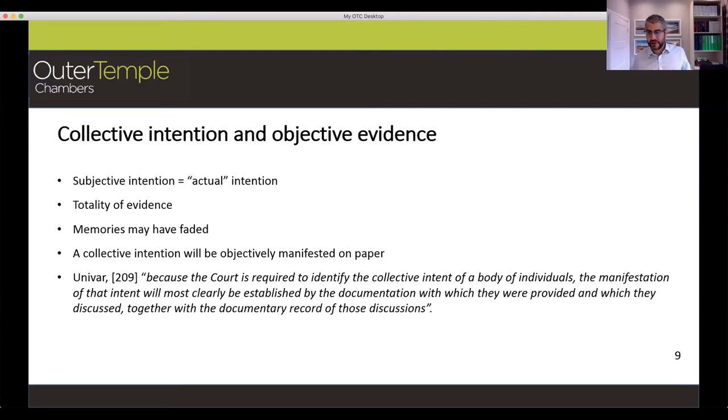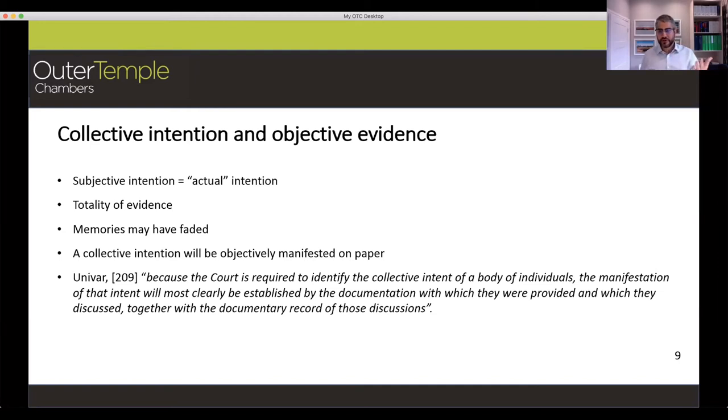And that collective view inevitably in this type of case is going to be either the minutes, which express their view as a whole, or the basis upon which they are to be taken to have acted as expressed in board papers or legal advice and so on, which we'll come on to in more detail in a moment. But it really brings us back to saying that although you are looking at the totality of the evidence, it's most likely to be the documents that are going to make or break your rectification application.